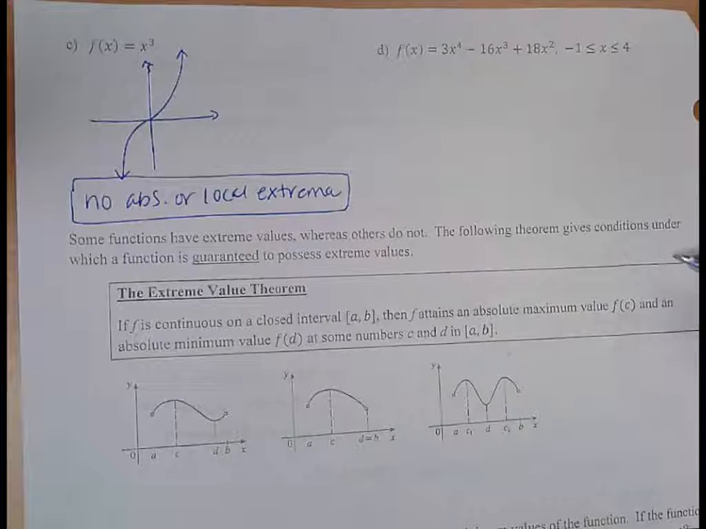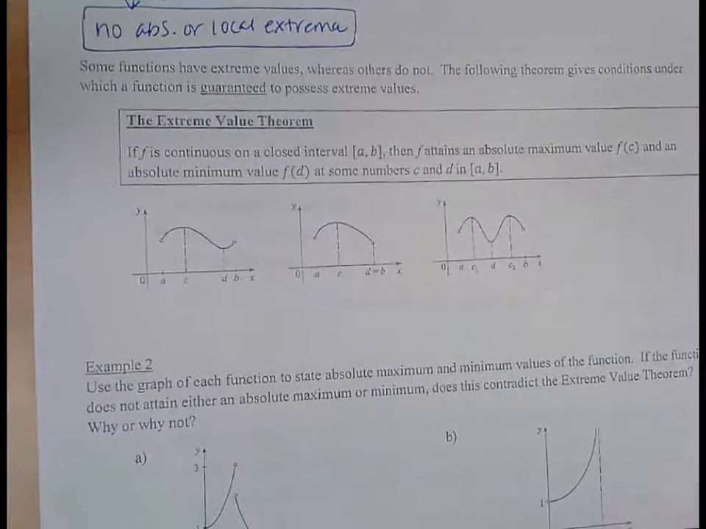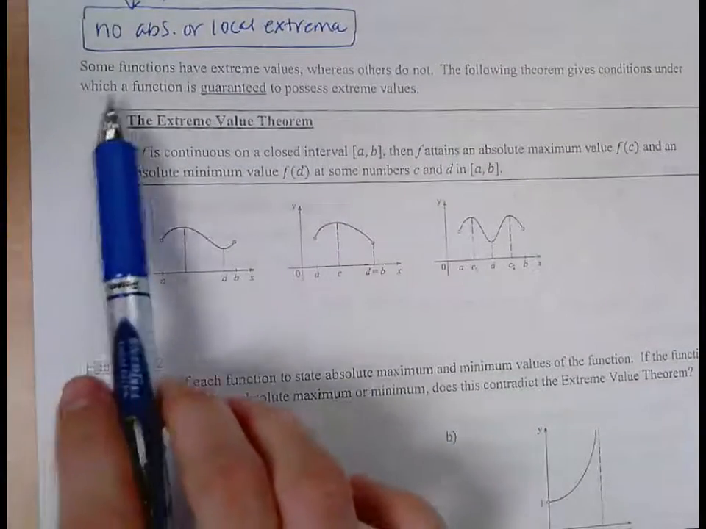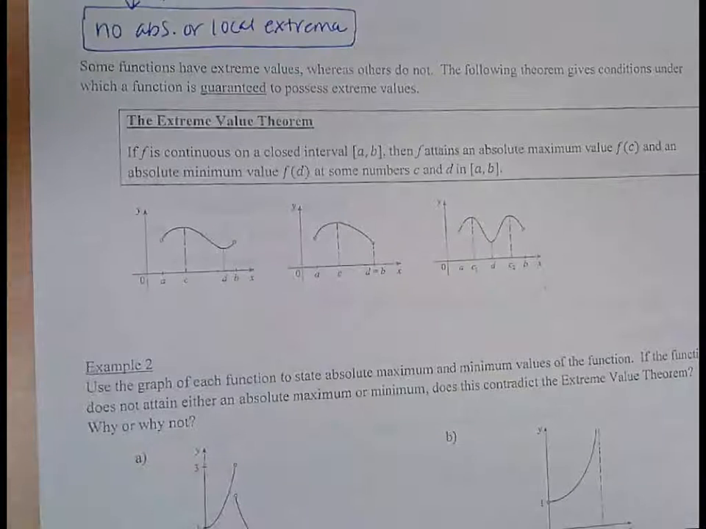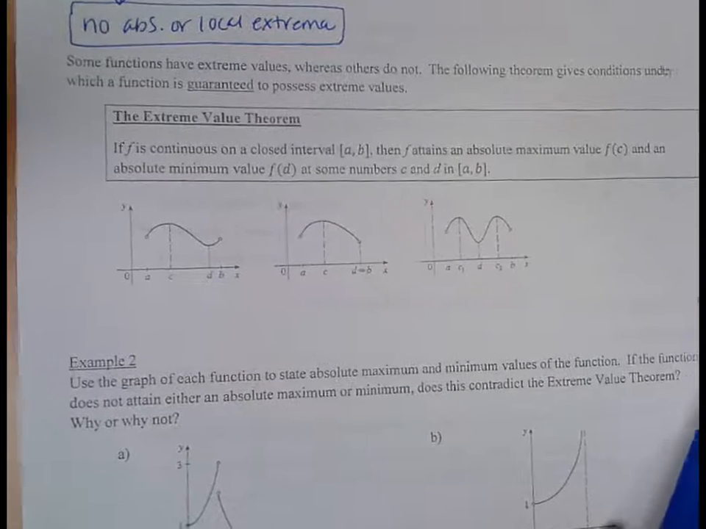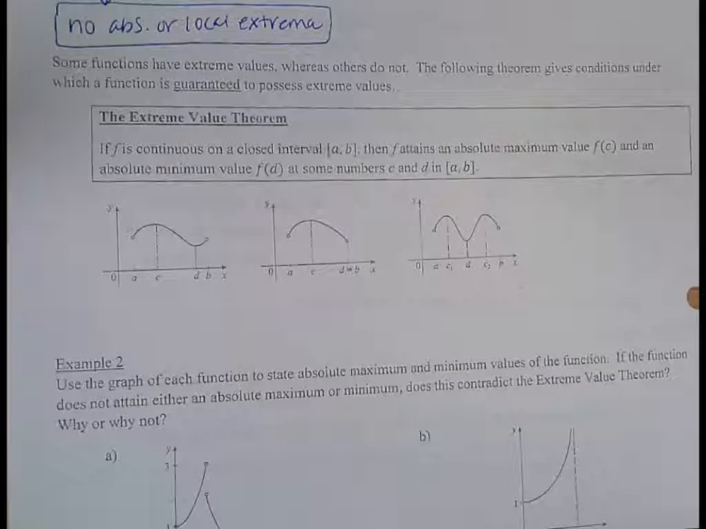So for the next part, this is actually where the extreme value theorem comes up. As you can see, some functions have extreme values, others do not. So if you are trying to determine if a function has extreme values, there's a theorem that gives conditions under which a function is guaranteed to possess extreme values. So again, like the intermediate value theorem, you're not actually using the theorem to find the values themselves. It's just saying whether or not they exist.